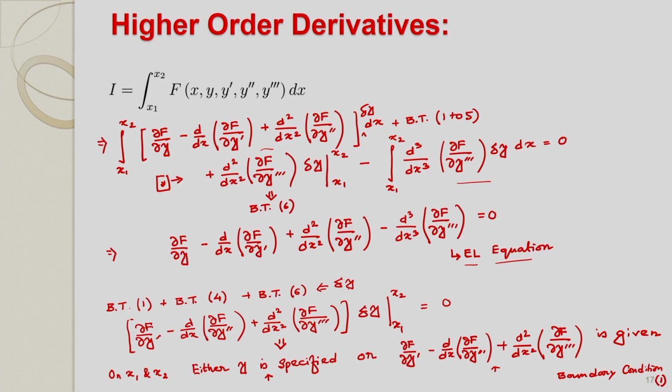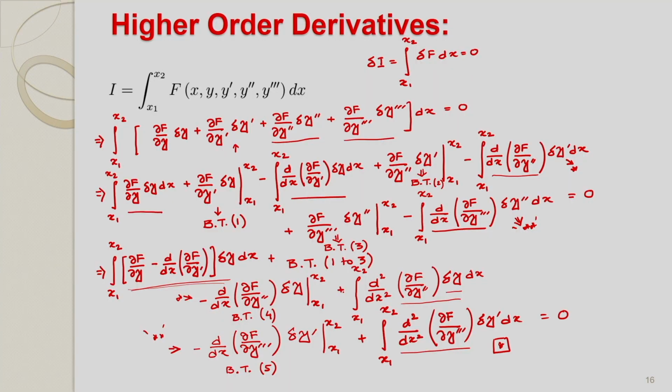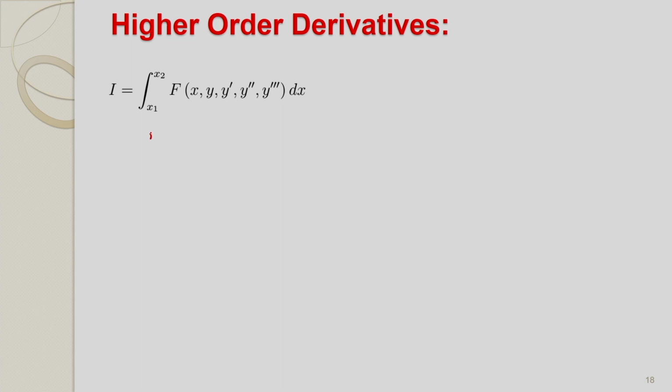Now, this is all the terms associated with delta y. Now, let us see the term associated with delta y prime. So, if you see the boundary conditions, boundary term 2 and boundary term 5, if we combine these, boundary term 2 plus boundary term 5, they all are associated with delta y prime.